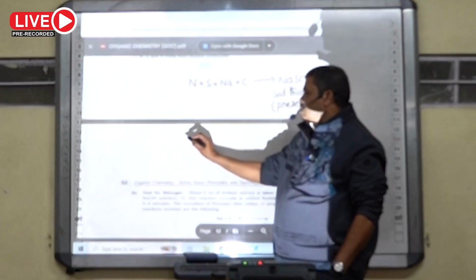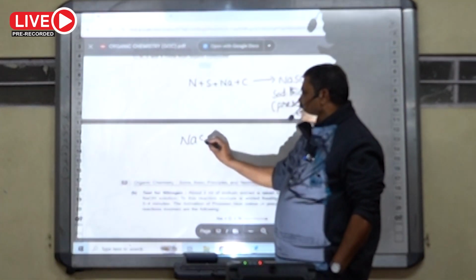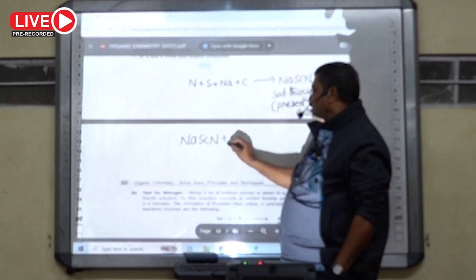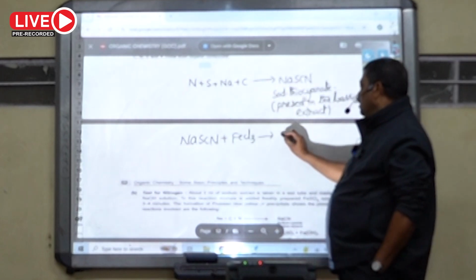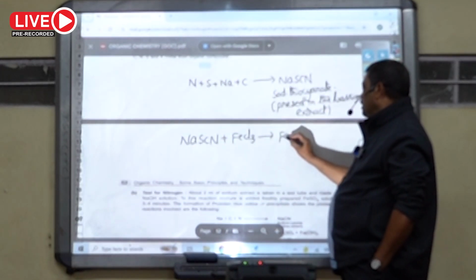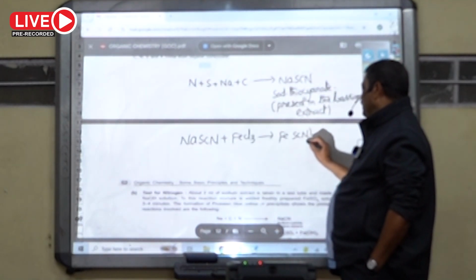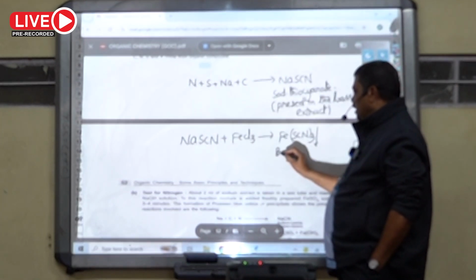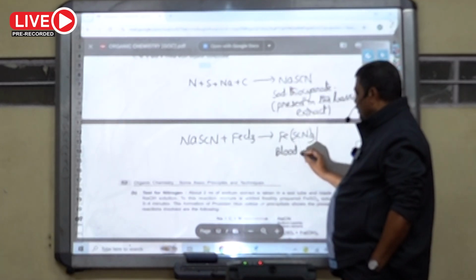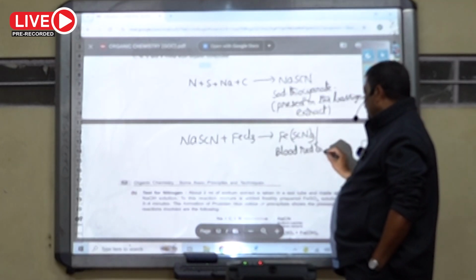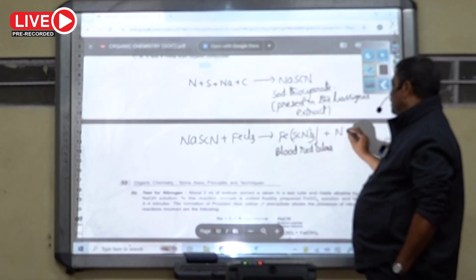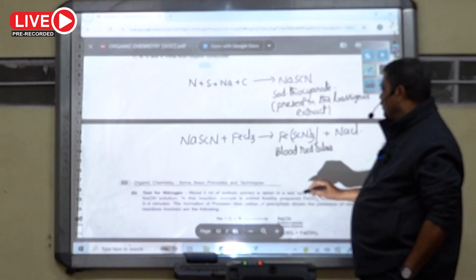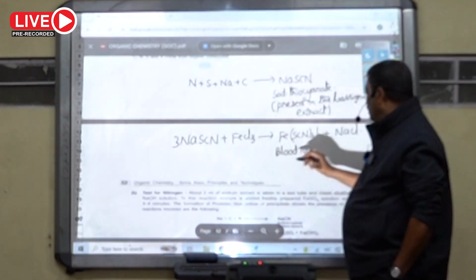Now the sodium thiocyanate, NaSCN, is treated with ferric chloride, FeCl3, and you will get a blood red color, ferric thiocyanate. Blood red color. Ferric thiocyanate plus NaCl. You write 3 moles here, 3 NaCl.